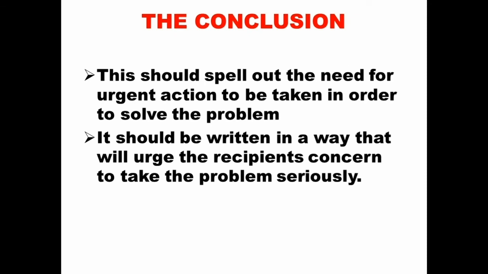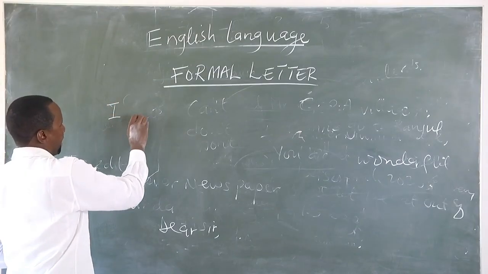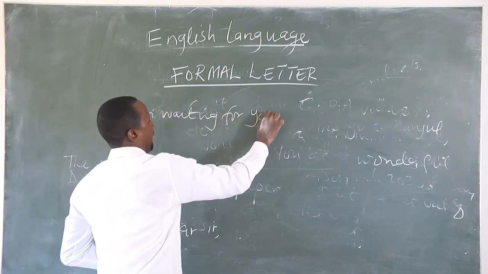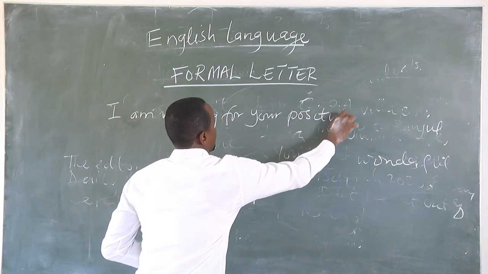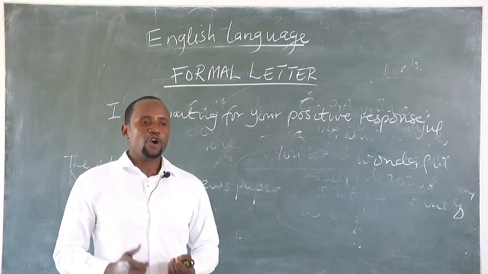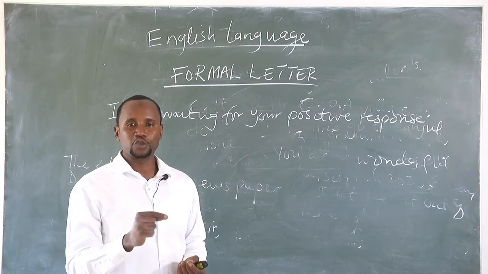Now, let's look at the conclusion. Remember, we were looking at the introduction, the content. Now we're looking at the conclusion. We say this should spell out the need for the urgent action to be taken in order to solve the problem. For example, you can write something like, I am waiting for your positive response. Now, if you look at this, it is urging the person that you are writing to respond positively.